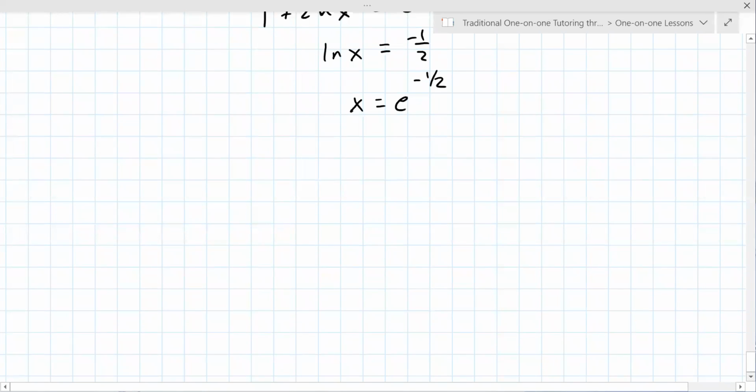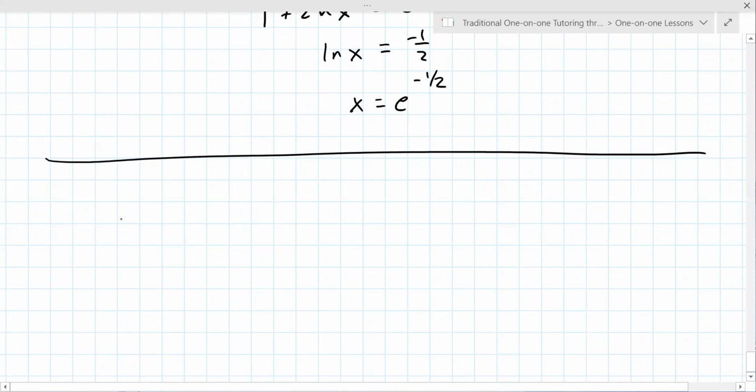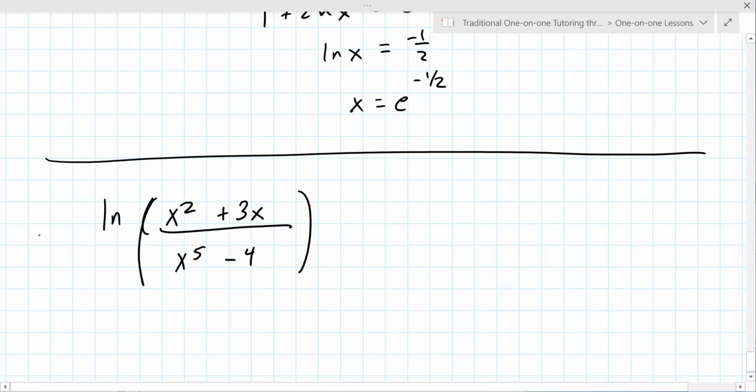So then we just mentioned logarithmic differentiation. So let's say I give you natural log of, I don't know, x squared plus 3x divided by x to the 5th minus 4. They wouldn't tell you. You would just have to know how to do this one. And the best way is to rewrite it, to say, oh, this is the natural log of x squared plus 3x minus the natural log of x to the 5th minus 4.